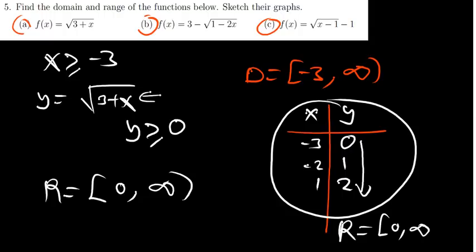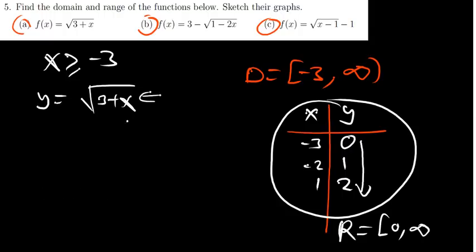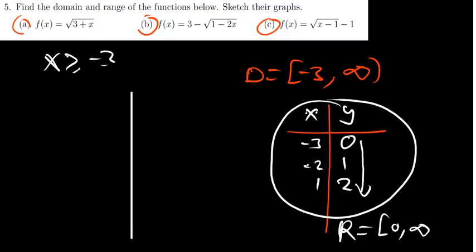I'll sketch using this. I'll say my graph is going to be like this. In the x-axis, I have negative 3, negative 2, and 1. But if you want, you can put 1, 2, 3, 4, 5, just like that. It's okay. So I've got a 1 here, a negative 2 here, a negative 3. In the y-axis, I've got 0, 1, and 2.